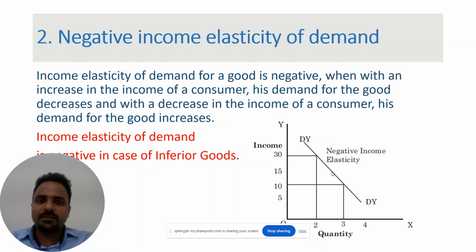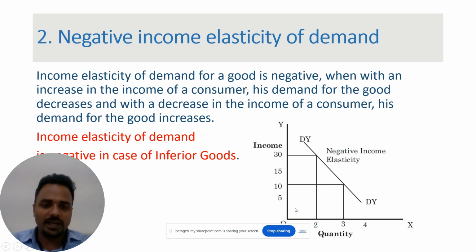Second is negative income elasticity of demand. Income elasticity of demand is negative in case of inferior goods. In case of inferior goods, we are very well aware that if there is an increase in income of the consumer, then the demand for inferior goods decreases, and with a decrease in income of the consumer, the demand for inferior goods increases. So there is an inverse relationship between income and demand for inferior goods. So the income demand curve is downward sloping as there is an inverse relationship.